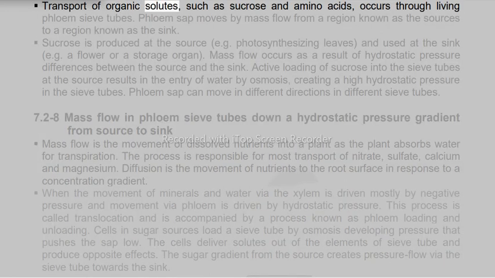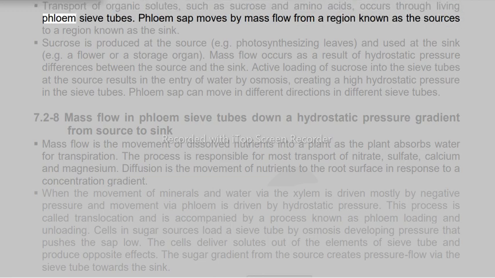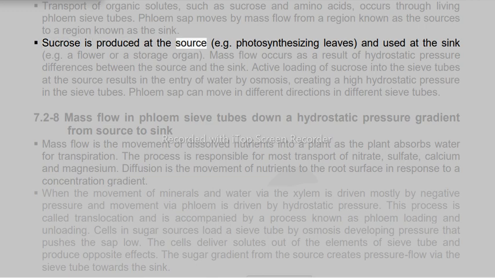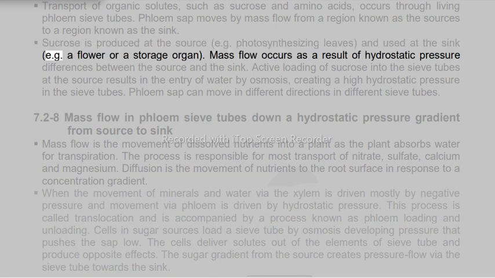Transport of organic solutes, such as sucrose and amino acids, occurs through living phloem sieve tubes. Phloem sap moves by mass flow from a region known as the source to a region known as the sink. Sucrose is produced at the source, e.g. photosynthesizing leaves, and used at the sink, e.g. a flower or a storage organ.